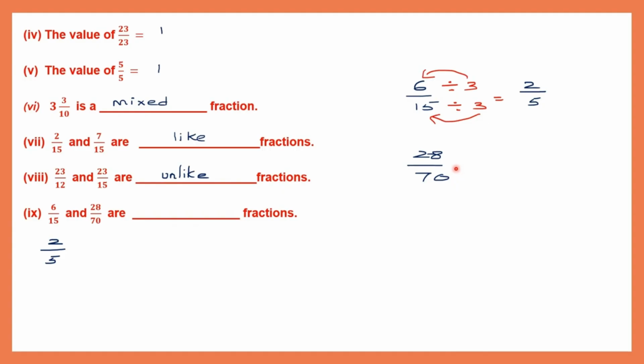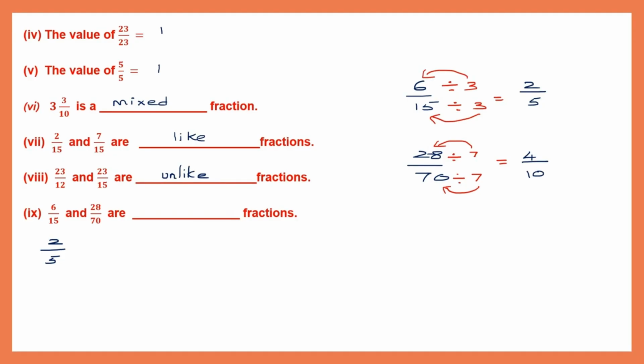Now, can you think of 7? Let's think of 7 that can divide both, because both 28 and 70 are in the tables of 7. So when you divide 28 by 7 and 70 by 7, what do we get? Now 7 fours are 28. So we have 4 here, and 7 into what is 70? 7 tens are 70. So 4 by 10.